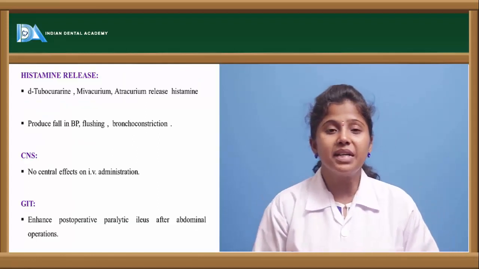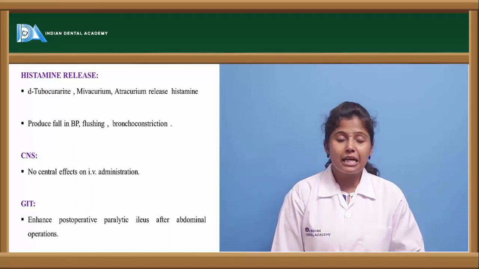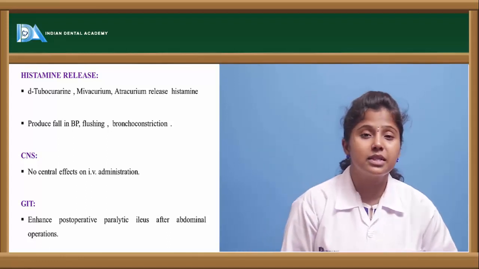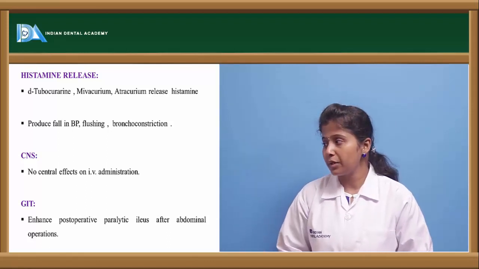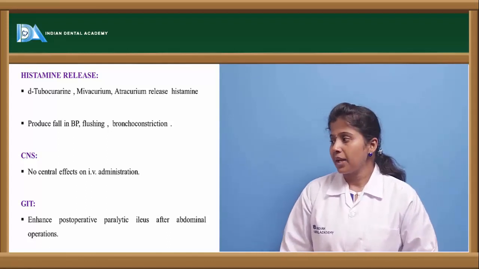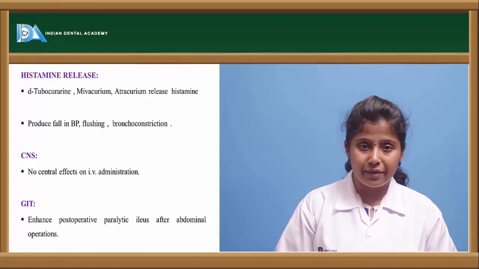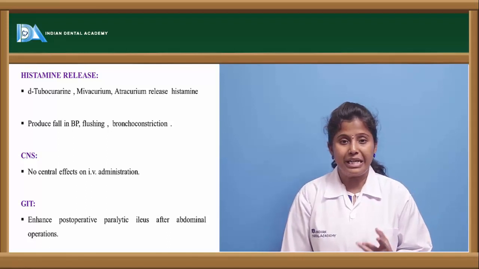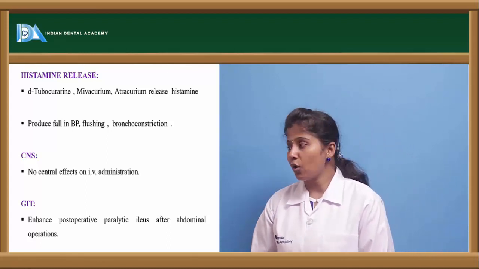Histamine release. Histamine is released because of drugs like D-tubocurarine, mivacurium, atracurium. These are the drugs which release histamine from the mast cells. Because of the release of histamine, there occur some allergic reactions in the body, and these drugs may also produce a fall in blood pressure. There occurs flushing and bronchoconstriction because of the release of histamine. On CNS, there are no marked effects if it is given through the IV route. In the GIT, it may cause paralysis of the ileum after abdominal operations.